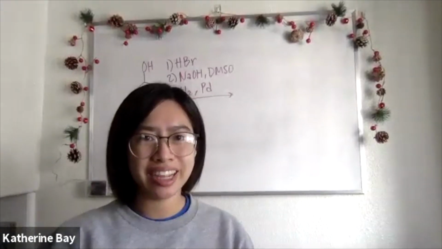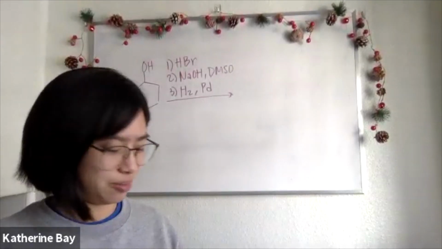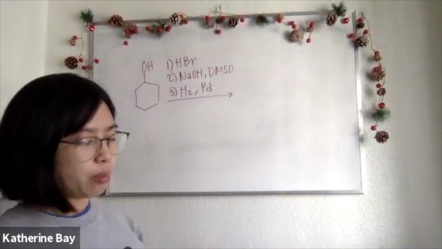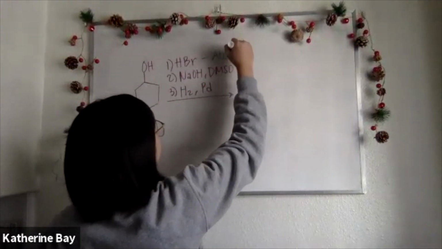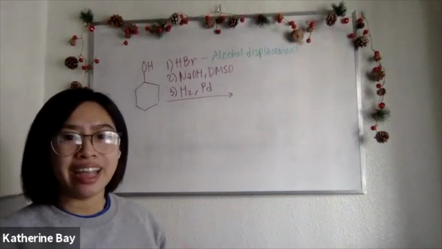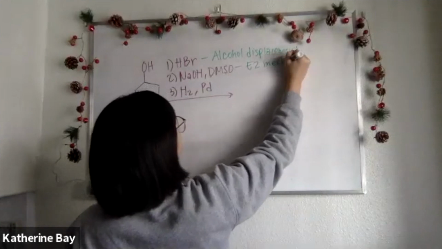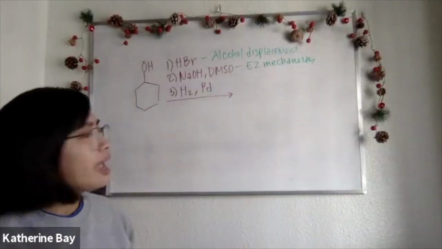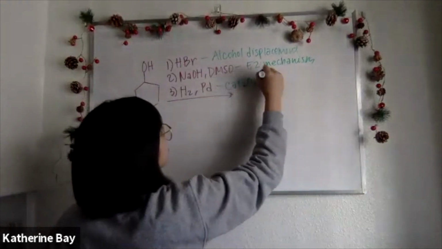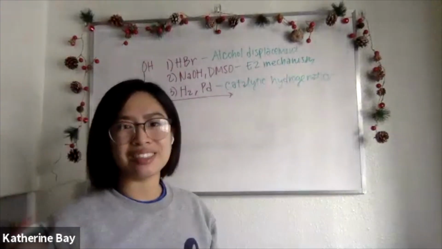All right, so for this reaction, now let's break down what each of these reagents are going to do so we have a game plan as to how we should proceed with this mechanism. So HBr with an alcohol group does not mean hydrohalogenation because you need an alkene to do that, but rather this means that we're going to do an alcohol displacement reaction. When we add NaOH in DMSO, this would proceed through an E2 mechanism. And then H2 and palladium is a catalytic hydrogenation reaction, which means we're going to remove any alkenes and change them to alkanes. So let's get started.